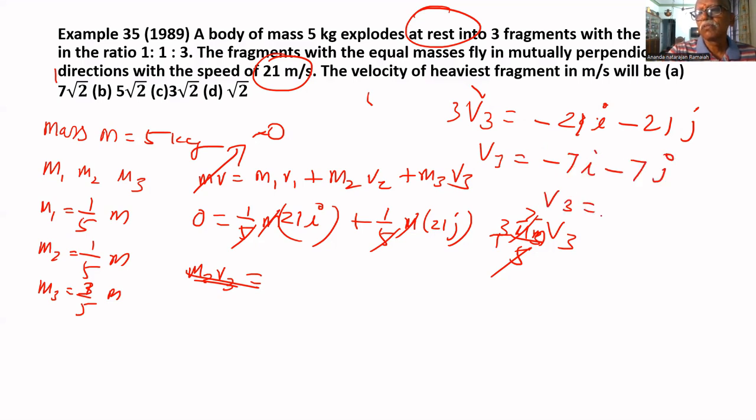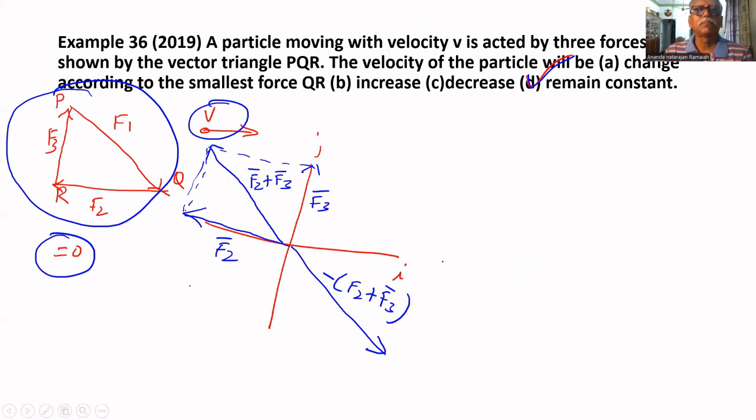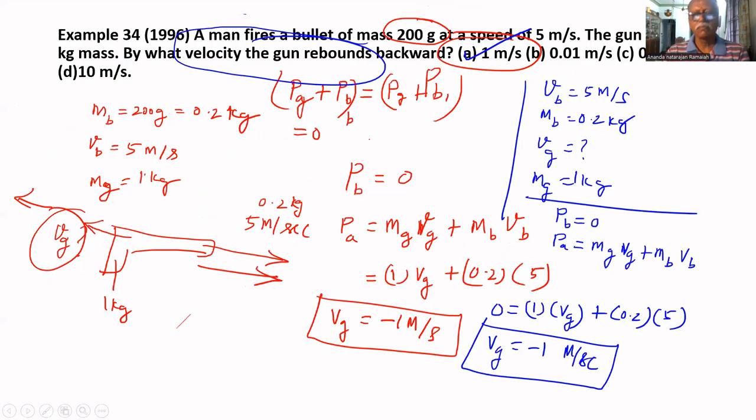Therefore, V3 equal to square root of 7 square plus 7 square. That is equal to square root of 2 multiplied by 7 square. That is equal to V3 equal to 7 root 2. Therefore, A is the answer. Shall I move to next sum?